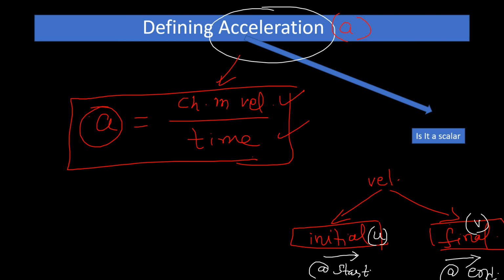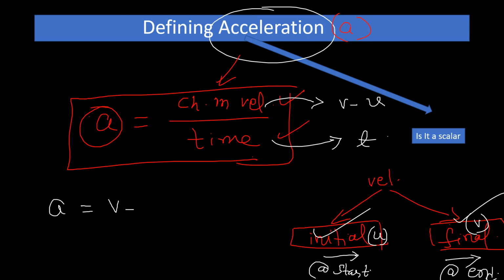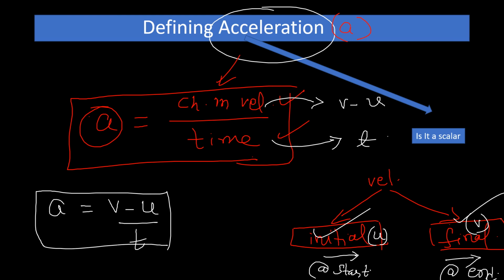So guys, what will be the change in velocity if any object starts its motion? It will definitely be final minus initial. So change in velocity is going to be v minus u, and the change in time will be t. So guys, we can now relate the formula for acceleration, that is v minus u over t, right? This is acceleration.